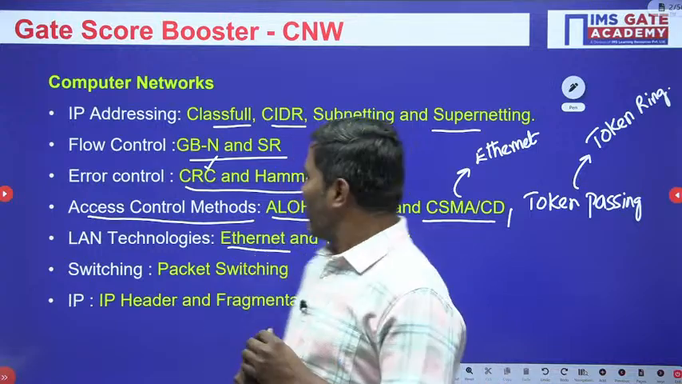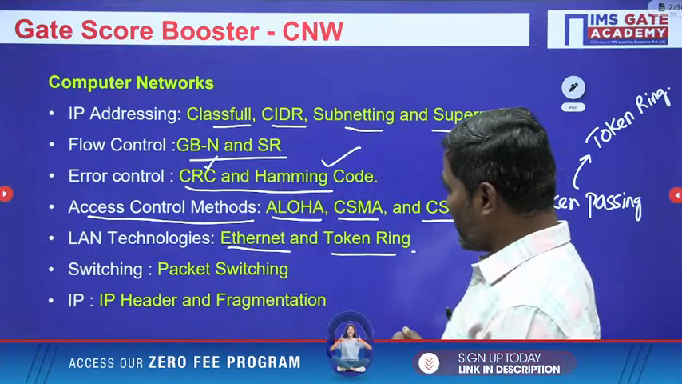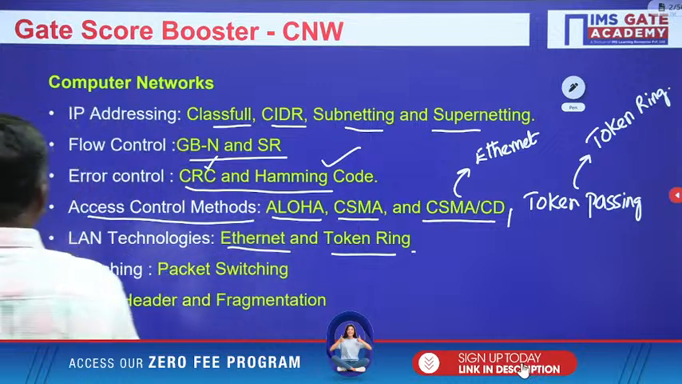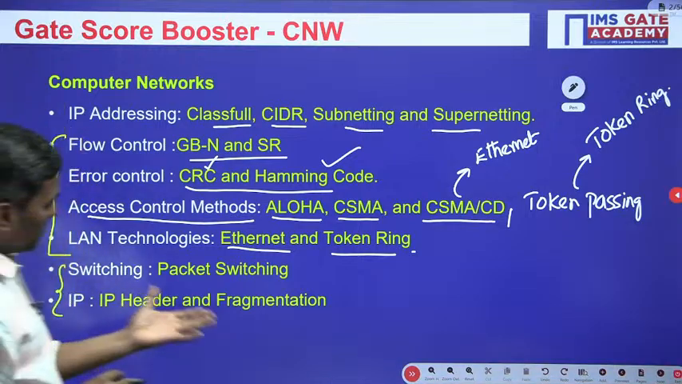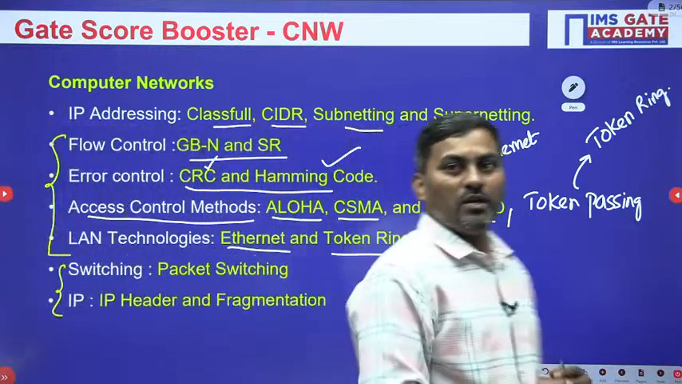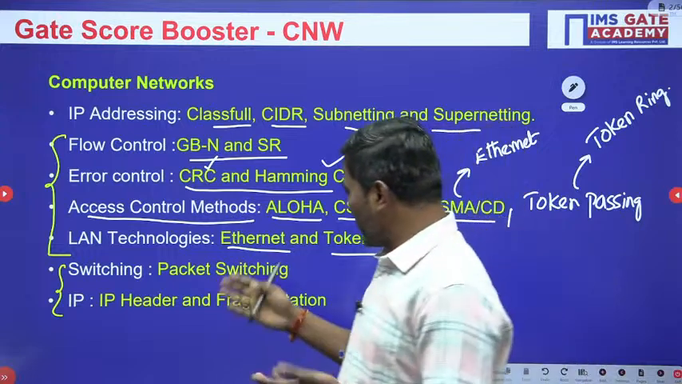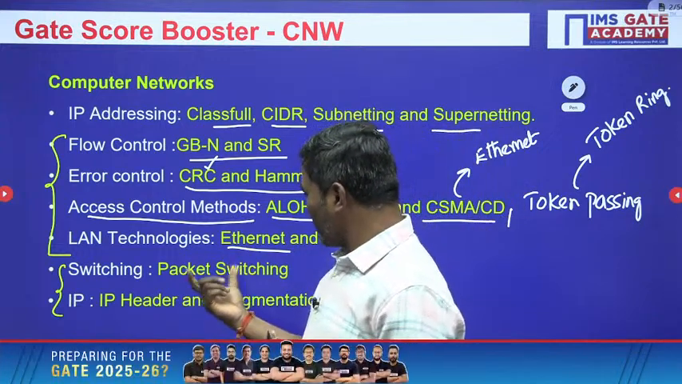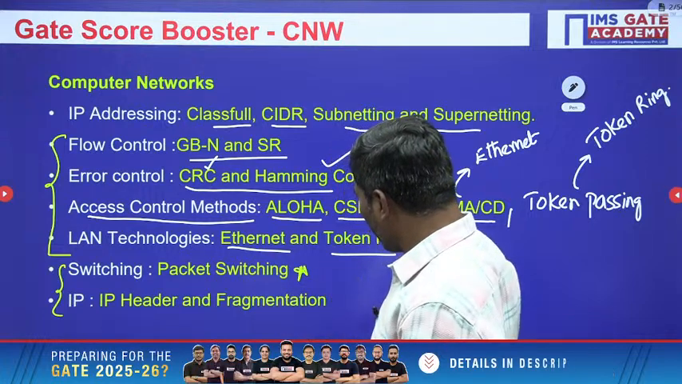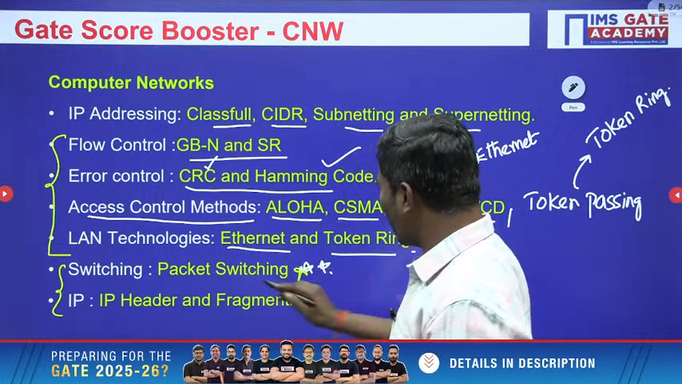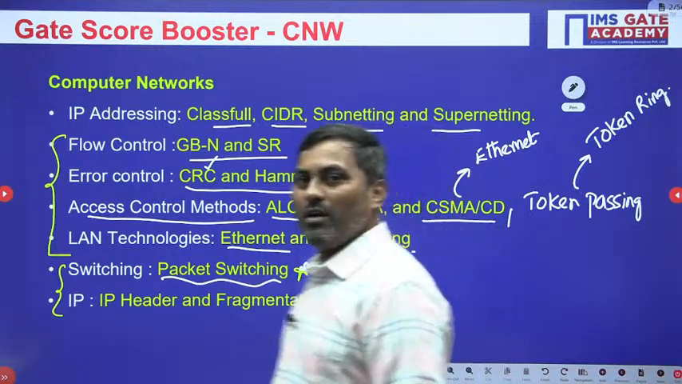Coming to the point, from year to year the questions completely cover the data link layer, switching and IP; the IP addressing system is also part of the network layer. In switching, there is circuit switching and packet switching. Packet switching is much more important, and many times questions are framed on packet switching, where we use the concept of packetization.